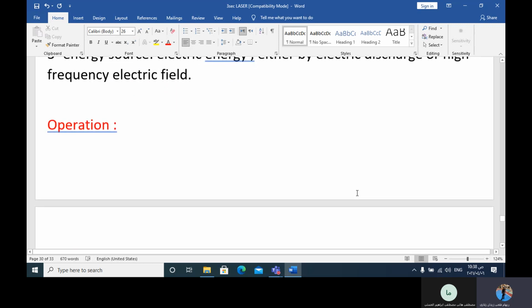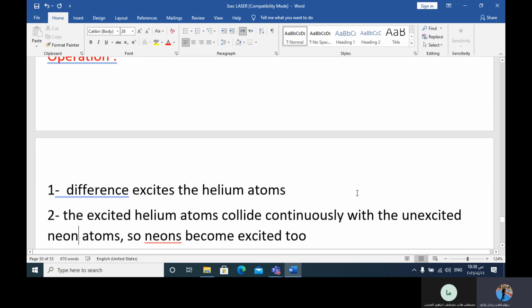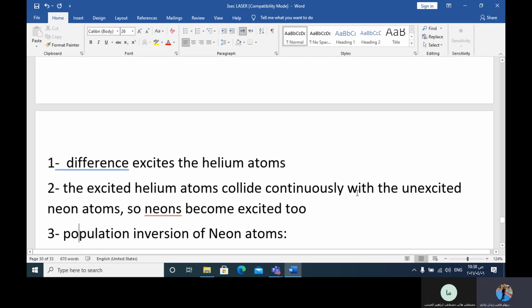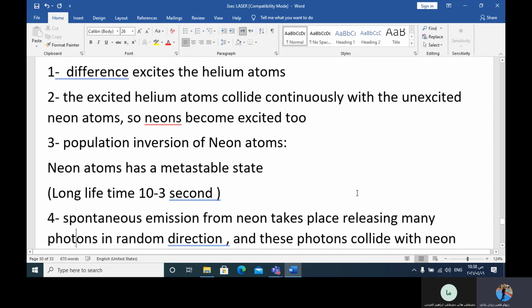Now, let's talk about the operation. Operation means the mechanism, how it works. I put here the mechanism of working of the helium neon laser in a form of clearly identified steps. Let's now talk about how it works. First step is we need to excite the atoms. So first we apply the high voltage.